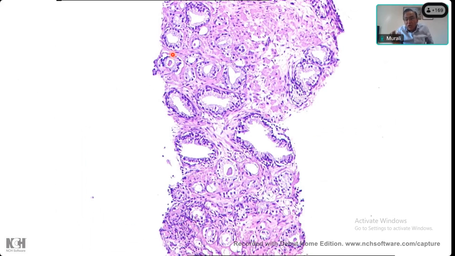Now, this is not specific. Benign glands can also have thicker secretions, but it's very useful for screening, because you can see it at very, very low power. So that's one of the things you look for. It's one of the tips.